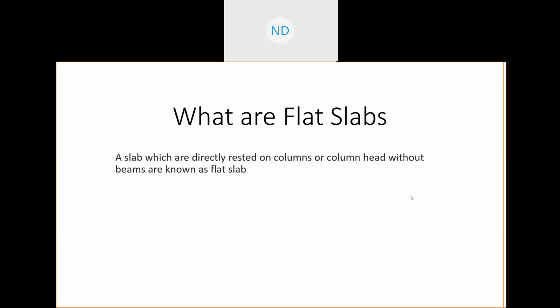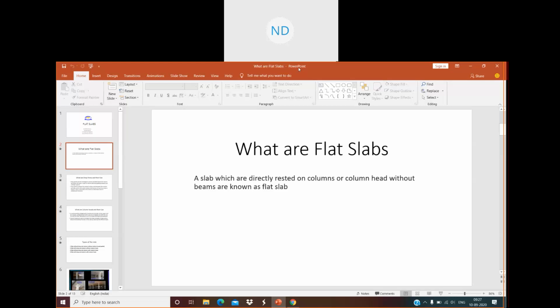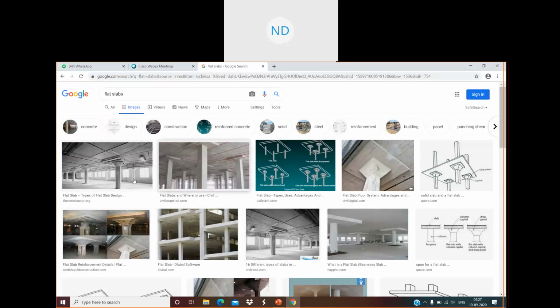So if I show you some pictures on this, see, these are your flat slabs. See here, there is no beam. Here also you will see there are no beams. Your slab is resting directly on the columns. And everywhere you will see here the flat slabs are resting directly on the columns. There is no beam here. You can see here also. These are some of the pictures from Google, so that you have an idea of what flat slabs are.